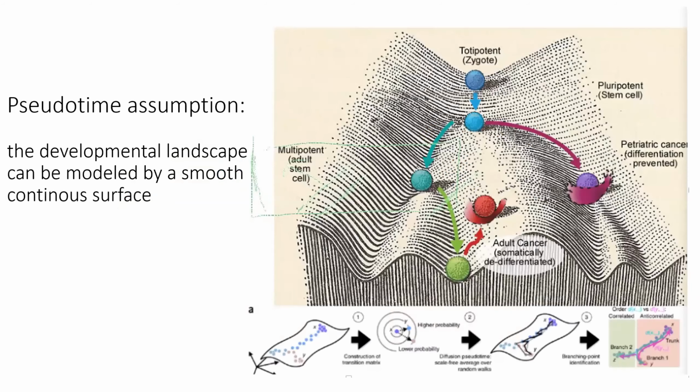Okay, so the major assumption of pseudotime is that the developmental landscape of a cell can be modeled by a smooth continuous surface. But as in cell clustering algorithms, where the algorithm's job is to produce clusters, pseudotime's job is to produce an axis of pseudotime. And this may or may not reflect an underlying biological reality.